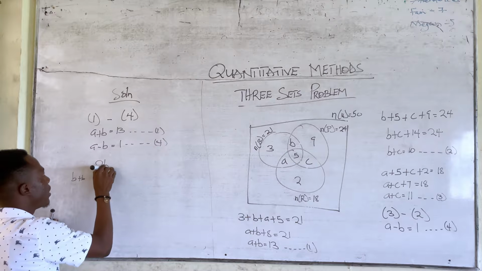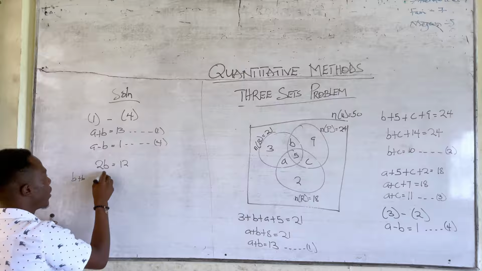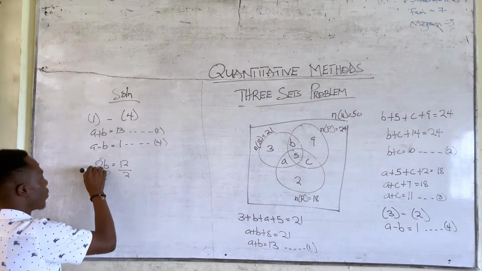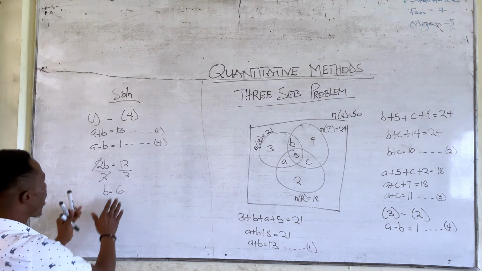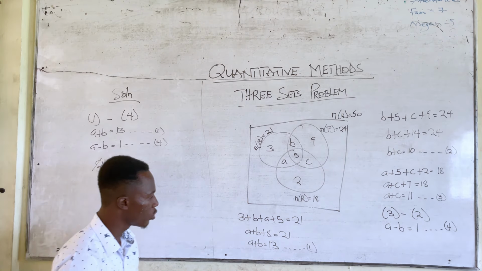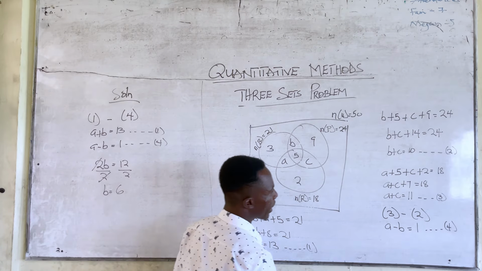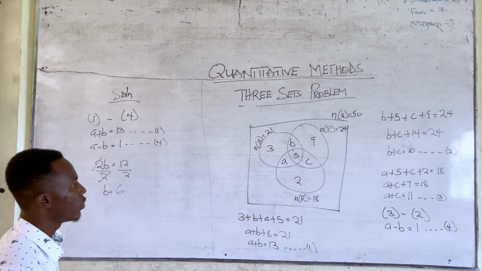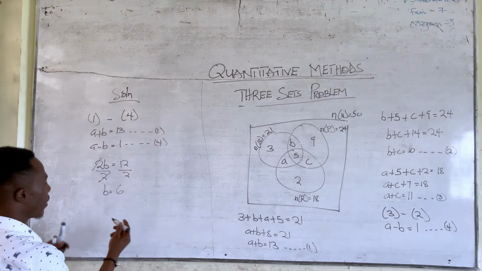So we have 2B equal to 13 minus 1, which is 12. Then we divide both sides by 2. So we have B equals 6. Now that we have B to be 6, we can substitute B here to find A, or we can substitute B here to find C. Anyway, we are going to get our answers. So let's use equation 1.